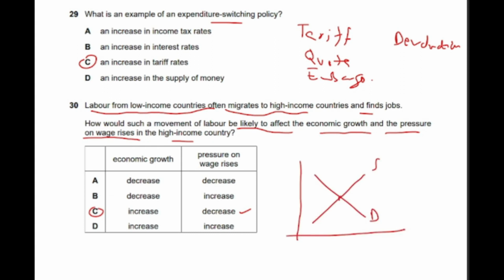So why will pressure on wage rise decrease? We can make a demand and supply curve of labor. Initially the equilibrium wage rate is this much. When more people are coming into developed countries, then the supply of labor will rise and shift to the right, and equilibrium will move to this point, and as a result wages will decrease. So the fall in wage rate will reduce pressure on the wage rise.